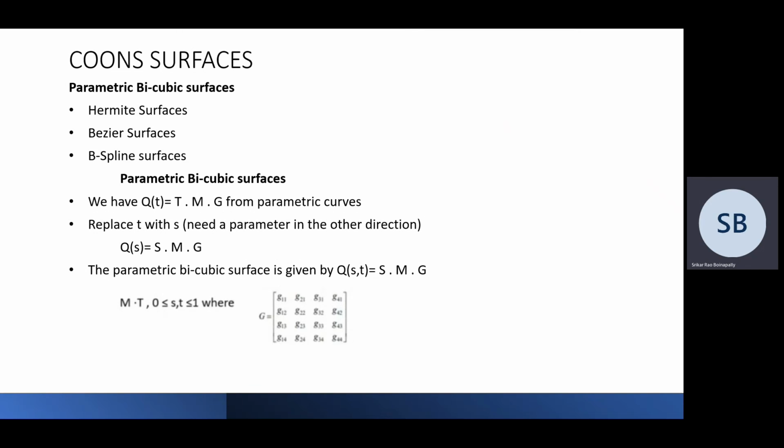Next, the bicubic Coons surface. Parametric bicubic surfaces have different kinds of surfaces. The first one is Hermite surface, second one is Bezier surface, the next one is B-spline surface. In parametric bicubic surfaces, we have Q of t equals T into M into G from parametric curves. Here, we replace t with s and need a parameter in the other direction, that is Q of s equals S into M into G. The parametric bicubic surface is known as Q of s comma t, which is equal to S into M into G into M into T, where s comma t are greater than or equal to 0 and less than or equal to 1. This is the basic matrix of bicubic surfaces. G is equal to g of 1,1, g of 2,1, g of 3,1, g of 4,1, similarly downwards.